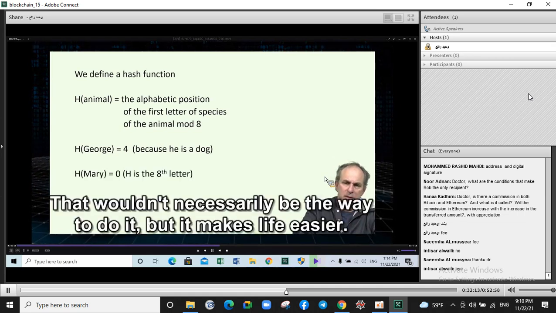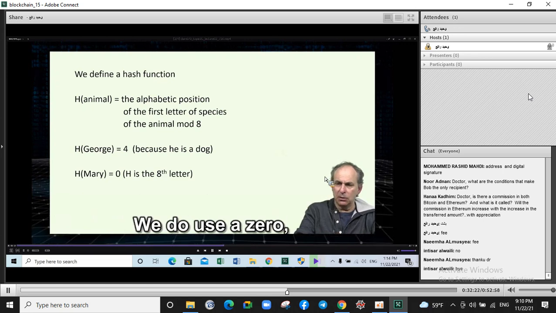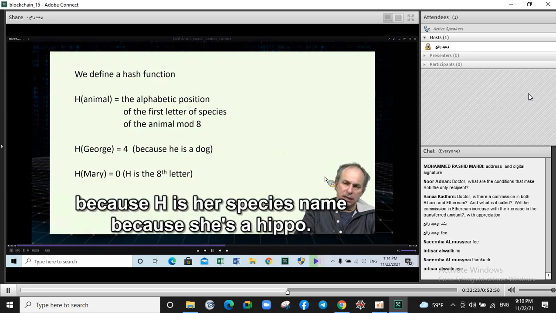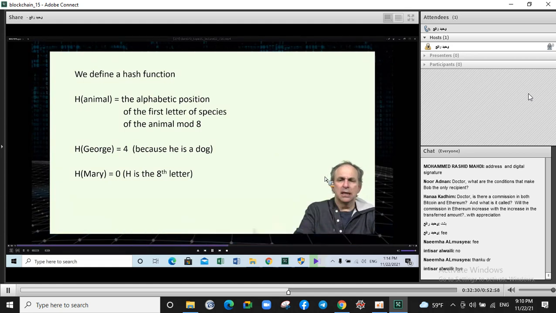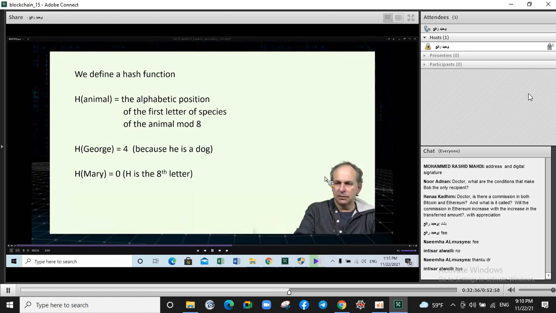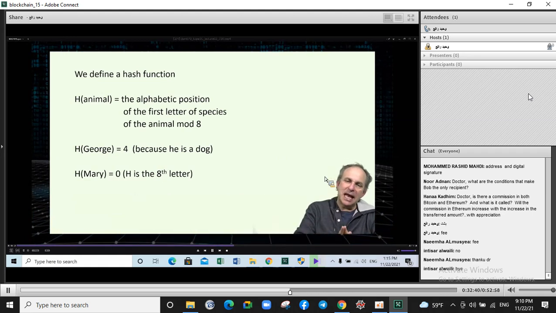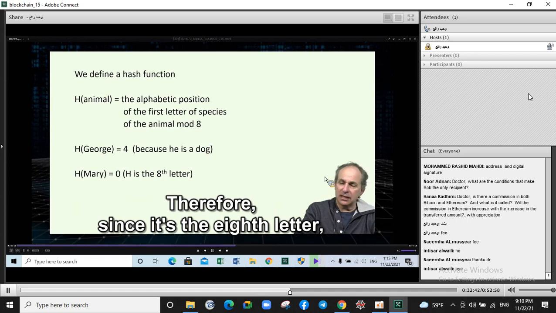H of Mary, on the other hand, is 0. So we do use the 0 because of her species name, because she's a hippo. And H, I think, is the 8th letter of the alphabet. I'm pretty sure that's right. Let's assume it is. And therefore, since it's the 8th letter, when I mod by 8, I get 0. So h of Mary is 0.